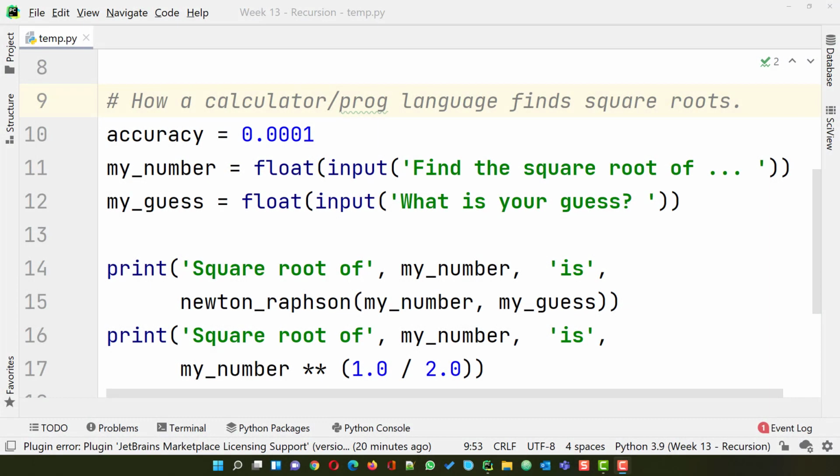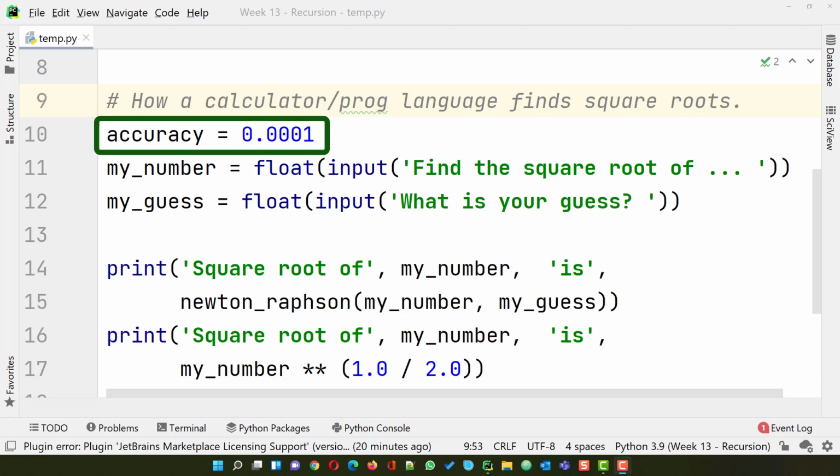Welcome to this, the second of 3 videos on recursion, and the first one on functional recursion, which is a really useful topic in programming. My name's Andy Wicks, and in this video we're going to look at how a calculator, or a programming language for that matter, finds square roots. You've probably never wondered how it finds a square root. Very few people do, but you're going to see it's not as difficult as it seems.